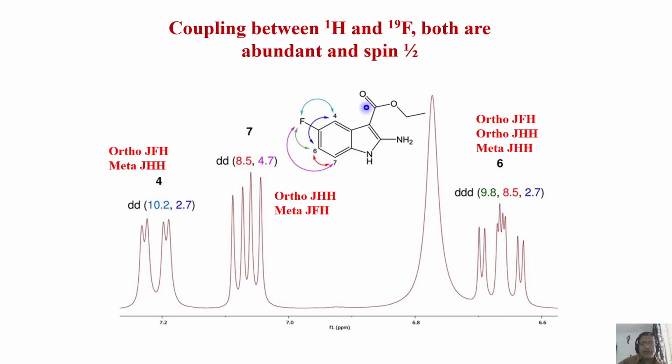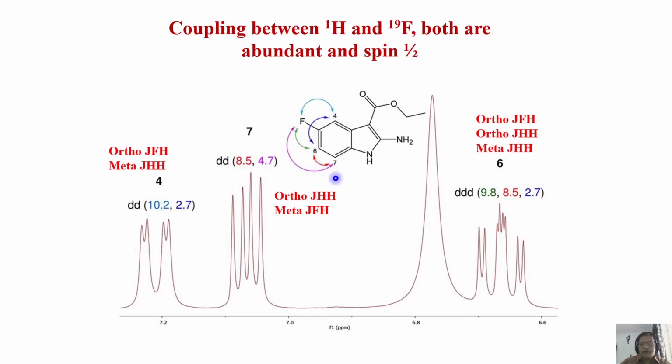For example, you would look at this proton 4. Ortho coupling is about 10 hertz. Okay, it's a large doublet. And then it is also experiencing the meta coupling, which is about 2.7 hertz. So it's a doublet of doublets. And what about para coupling? It is there, but you're not seeing it. It is very weak, so you don't see it.